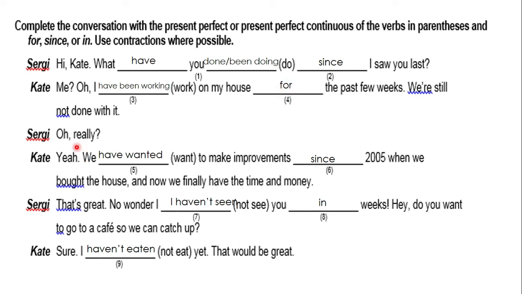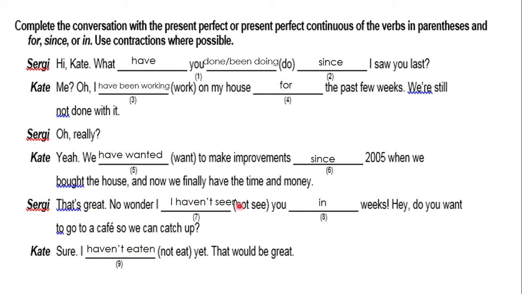"Oh, really?" Yeah, "We have wanted to make improvements since 2006 when we bought the house, and now we finally have the time and the money." We have wanted, with present perfect only, because want is a steady verb, and since goes only with years. Correct. That's great. "No wonder I haven't seen you in weeks.